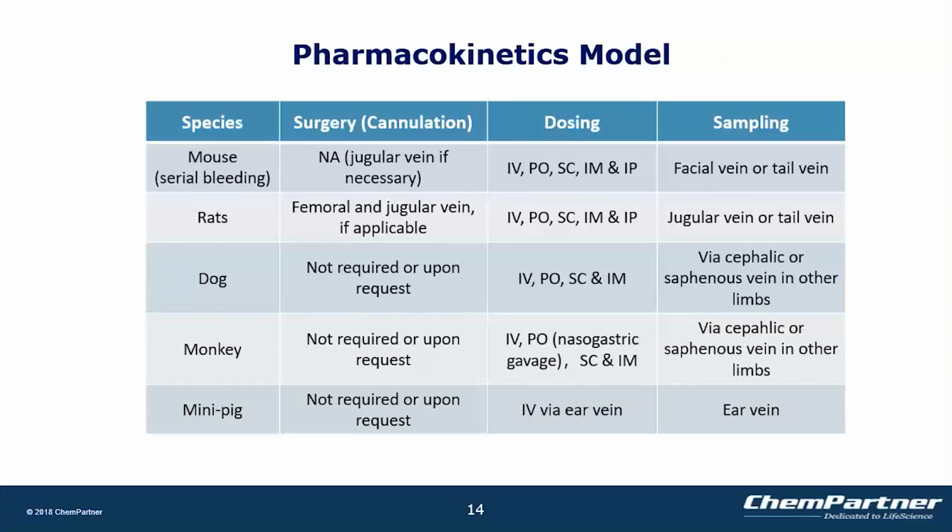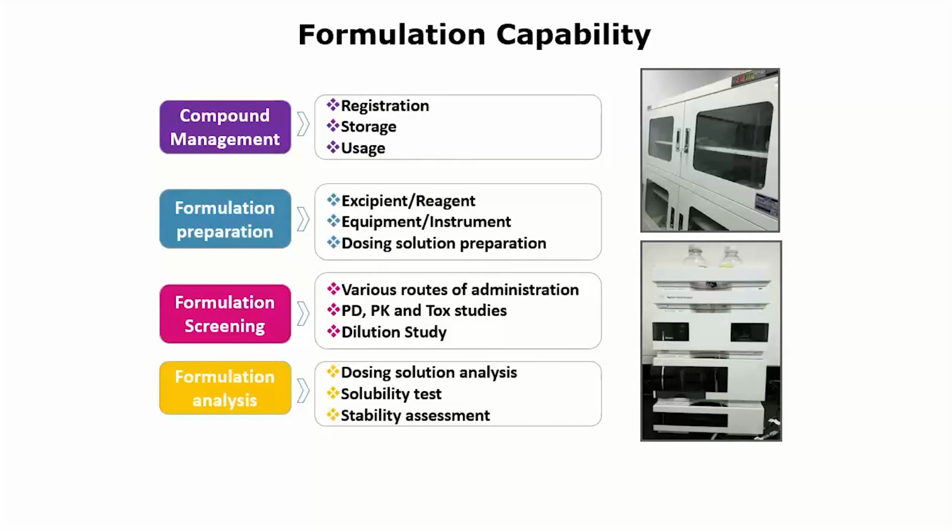So these are the PK models, as you see. These are the summary tables of what we do. We have different species. We do surgeries like cannulations and dosing. We have different routes, and for sampling, we have different places. You can take a look later for more detail on where we do sampling, dosing, and surgery. Again, I mentioned we do have full capacity of formulation capability.